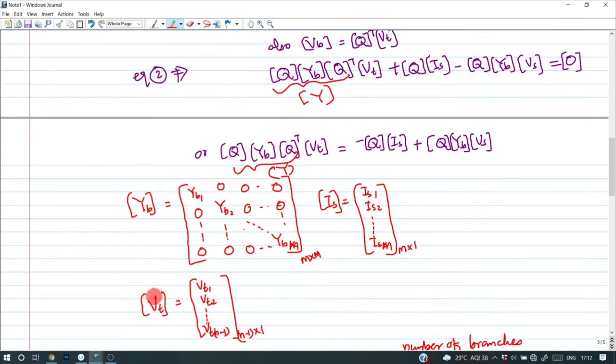And VT is the tree voltage matrix. How many tree branches are there in a graph? N minus 1 tree branches are there. So VT1, VT2, etc. up to VT(n minus 1). So the size of the tree voltage matrix is n minus 1 by 1.